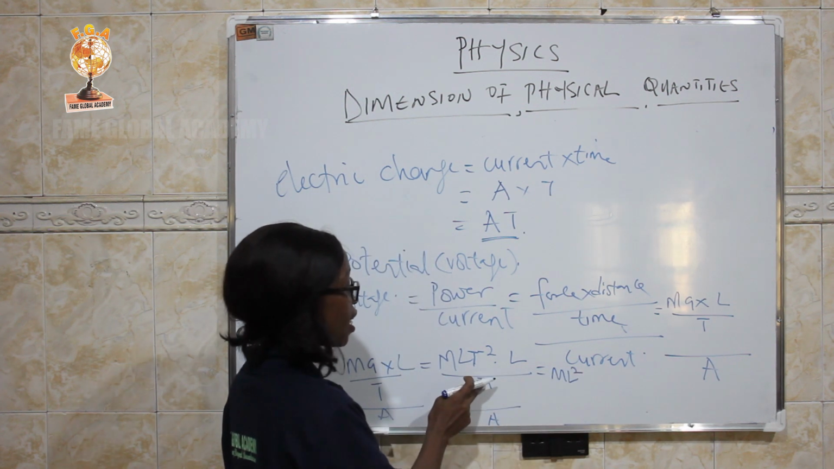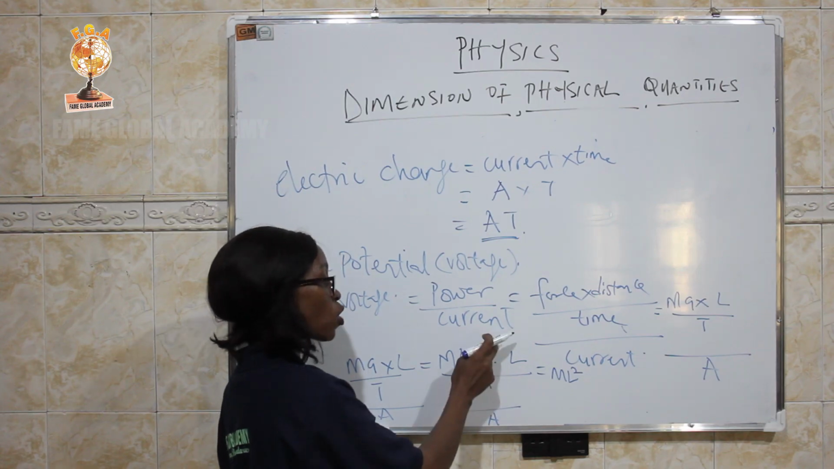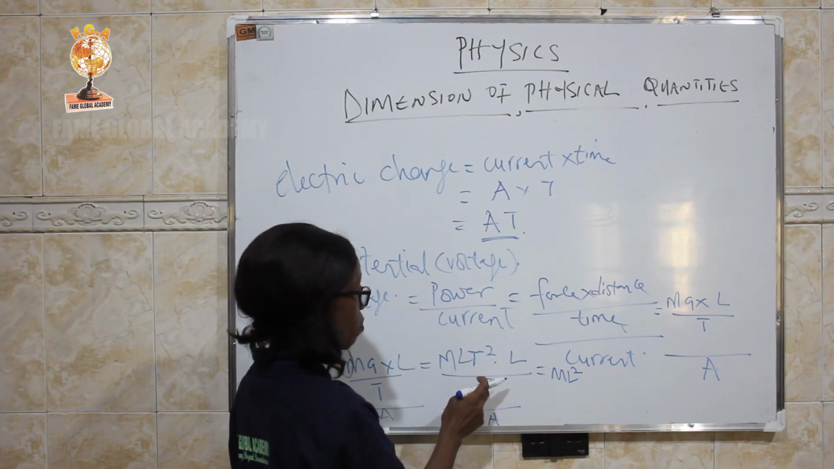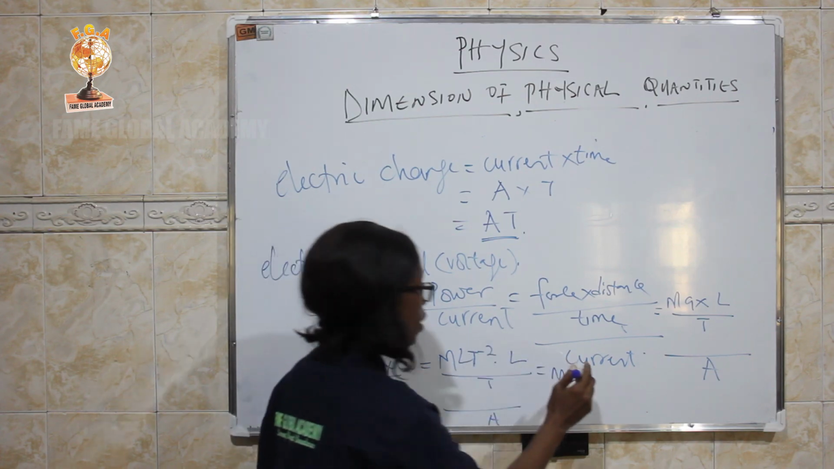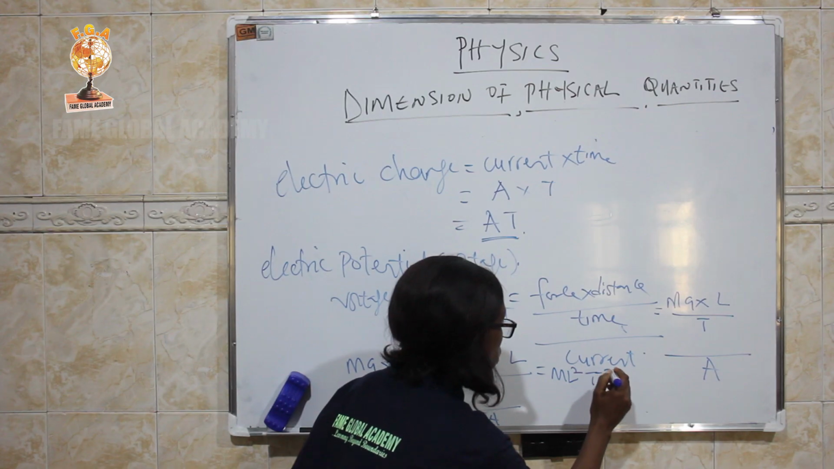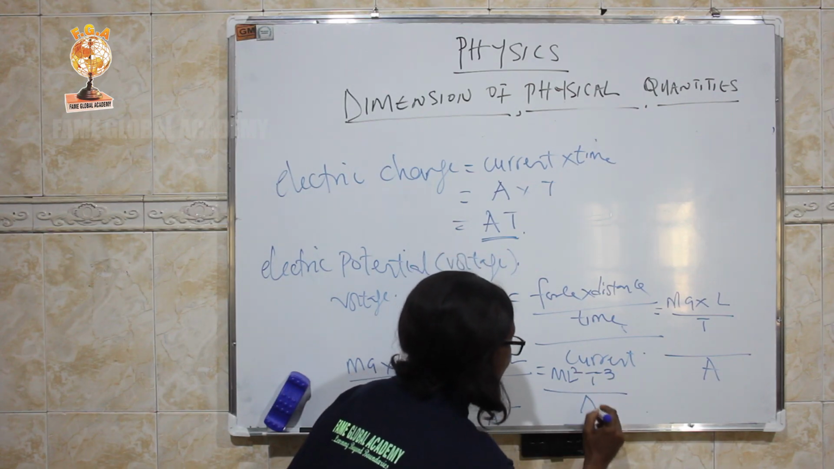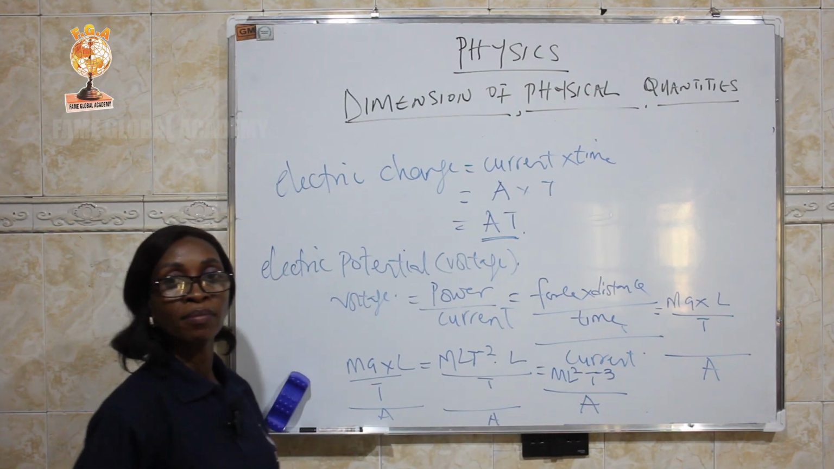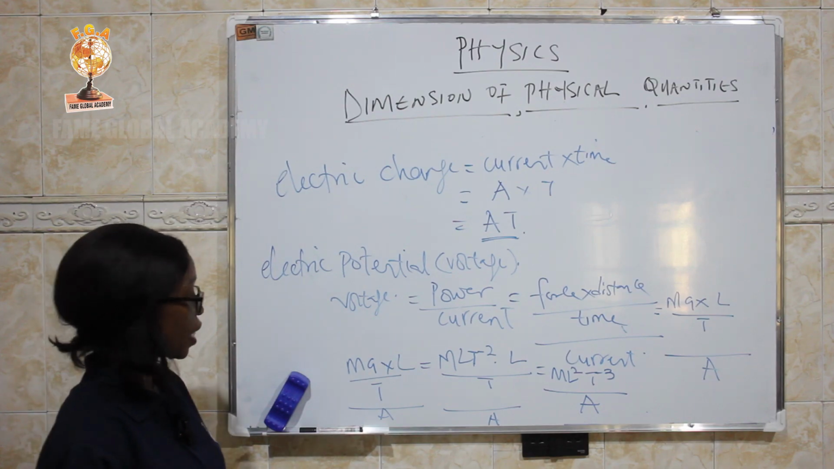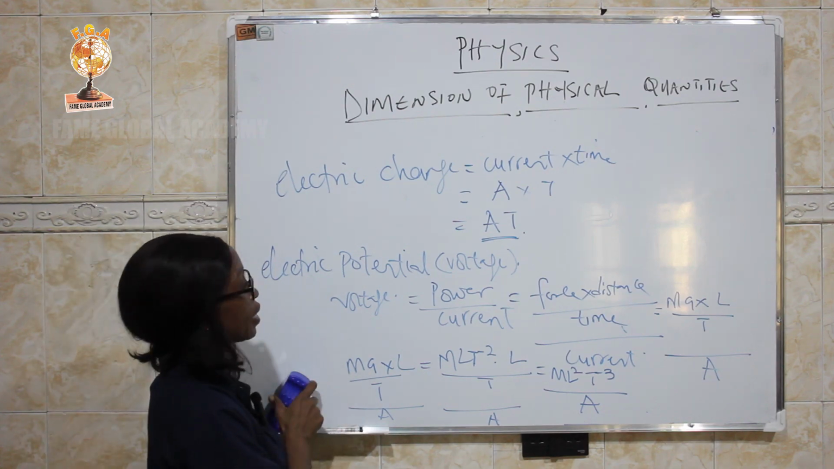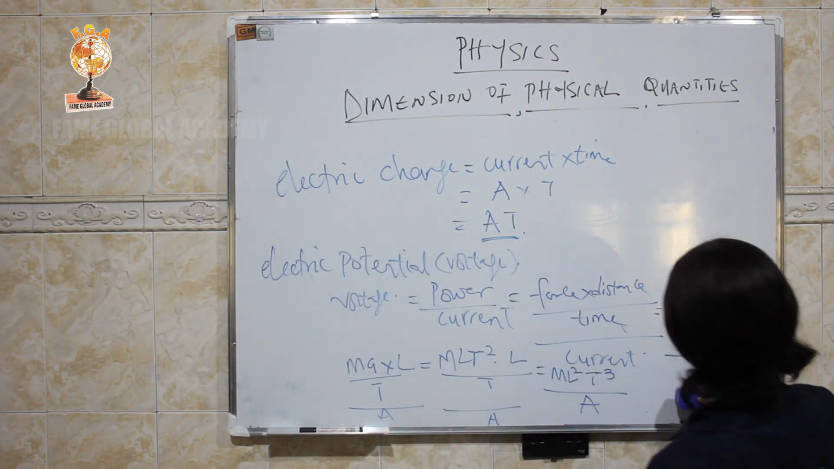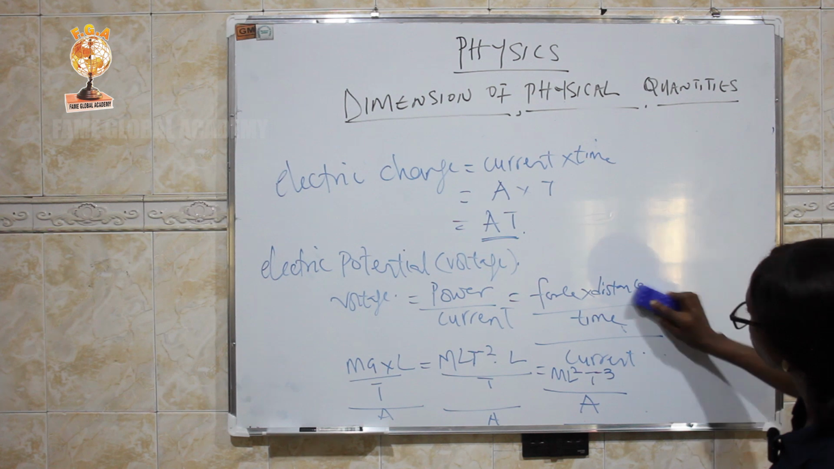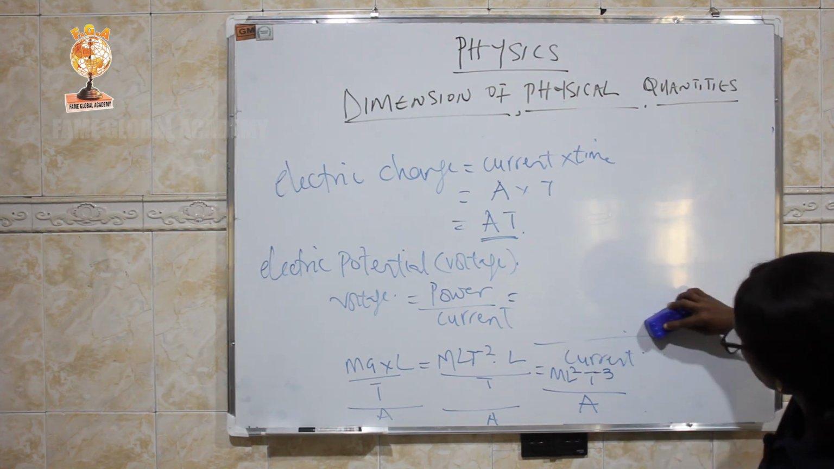Now T here is a positive sign. Going upward, it becomes a negative sign. So T becomes minus 1, which is minus 2 minus 1 is minus 3. T minus 3 all over A. Let me go back again. Let me make space so that you will understand very well.